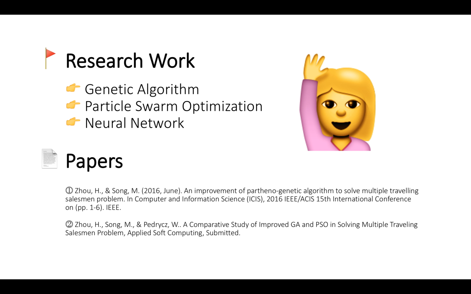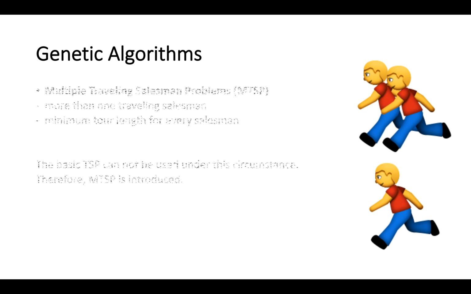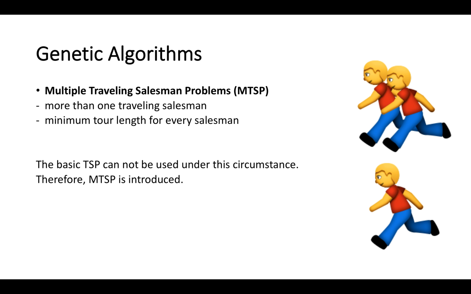However, a company may have more than one traveling salesman, and there may also be some other rules like the minimum tolerance for every salesman. In real-life applications, express delivery companies send packages to multiple locations. In order to ensure that each courier's workload conforms to the basic wages, the company may set some regulations like each courier's least travel distance. The basic traveling salesman problem cannot be used under this circumstance. Therefore, multiple traveling salesman problem is introduced.